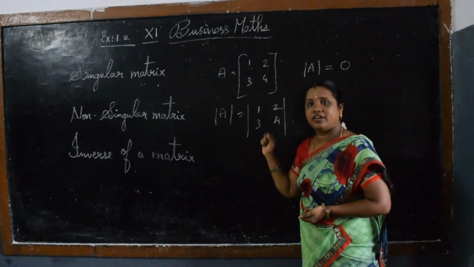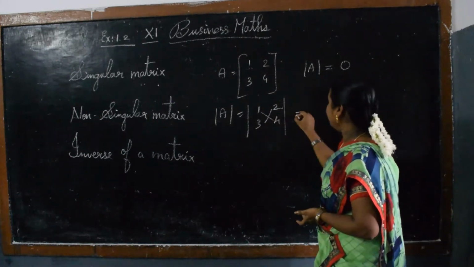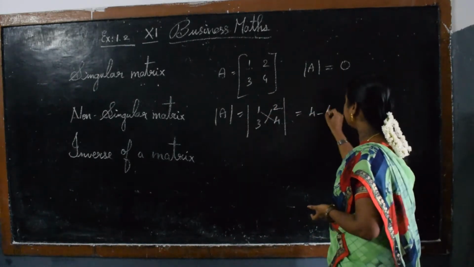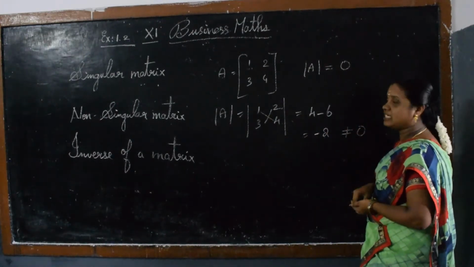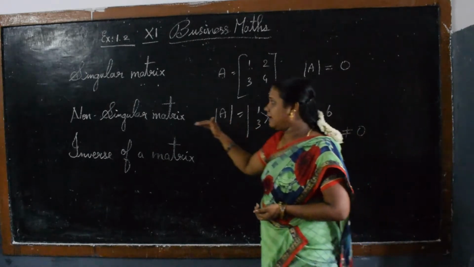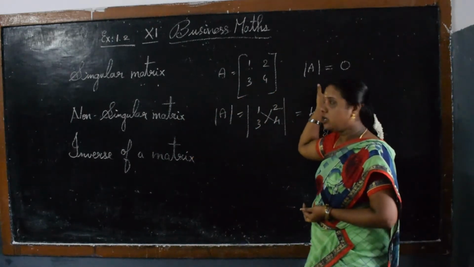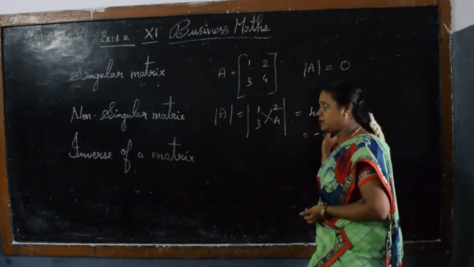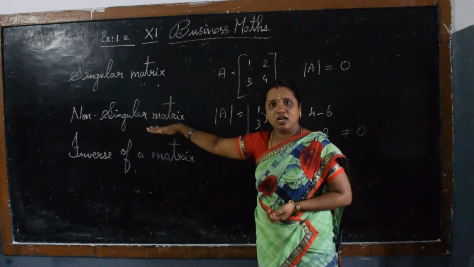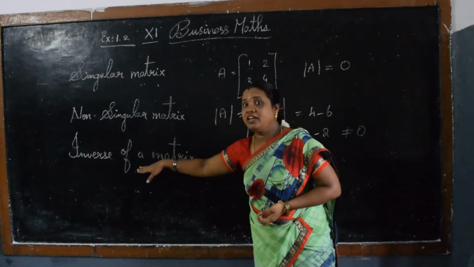How do we find the value? You have to subtract. Now you see, if you multiply this, 4 minus 3 twos are 6. You got a negative value. Actually, this is not equal to 0. If it is not equal to 0, it is a non-singular matrix. If the determinant of A is equal to 0, it is said to be a singular matrix. If the determinant of A is not equal to 0, it is said to be a non-singular matrix. Have you understood, children? Next I am going to talk about the inverse of a matrix.